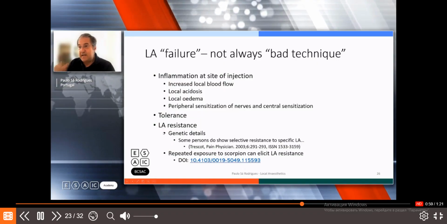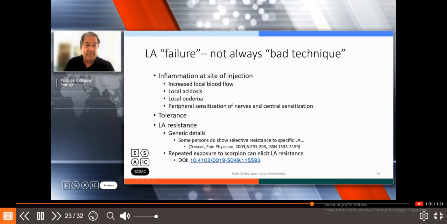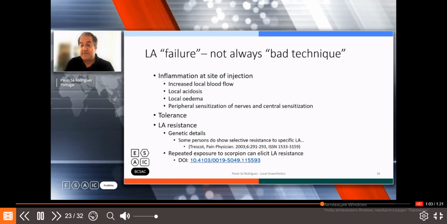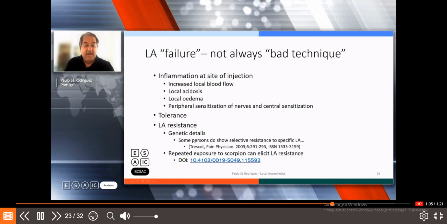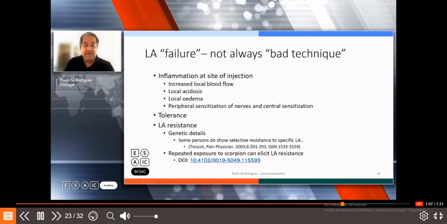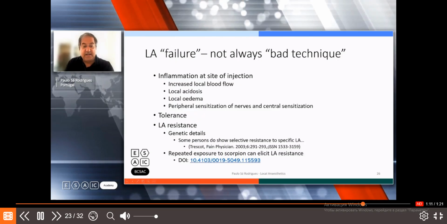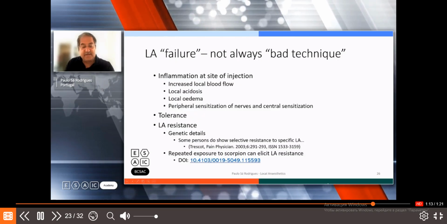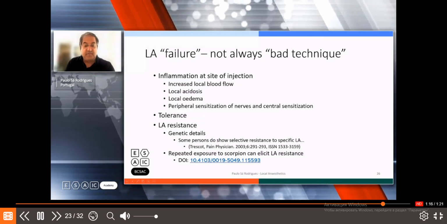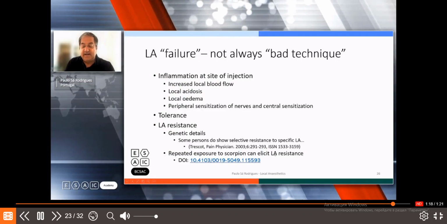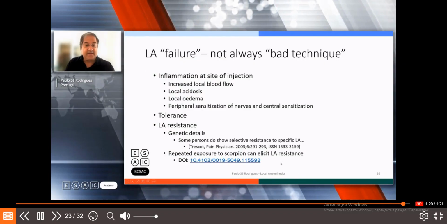Some patients claim, and it's true, that they may have some resistance to local anesthetics. So there are some persons that do show selective resistance to specific local anesthetics, or even those, for instance, that have been exposed to some venoms can have local anesthetic resistance.